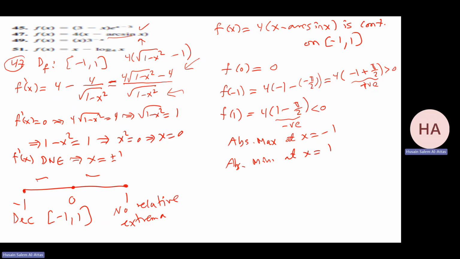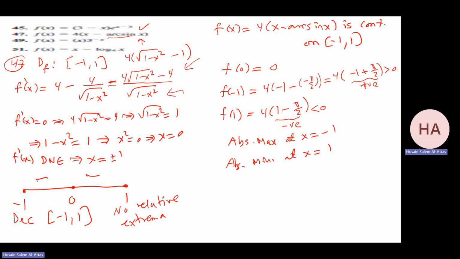Okay. Now let me do 49. 49 is x times 3 to the power minus x. Yeah, each function has its things. Now, what's the domain? All real numbers. Everything is defined, nothing to worry about. Now we'll check f prime.